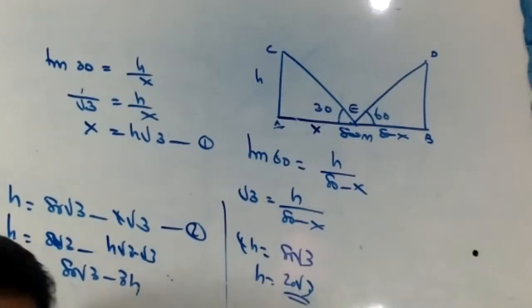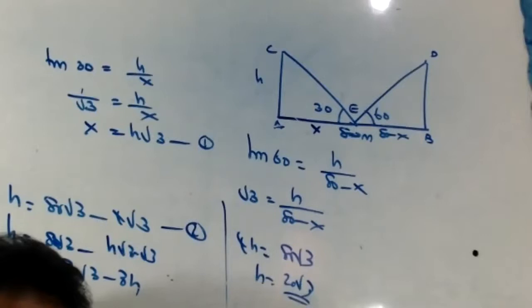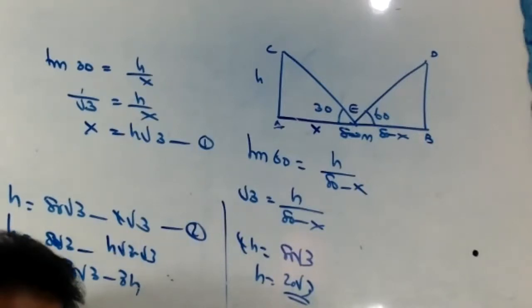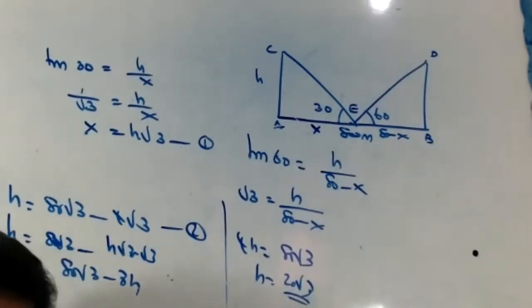Okay, once again, from the top of a 7-meter high building, the angle of elevation of the top of a cable tower is 60 degree, and the angle of depression of its foot is 45 degree. Find the height of the tower. Question, okay? You got the question?